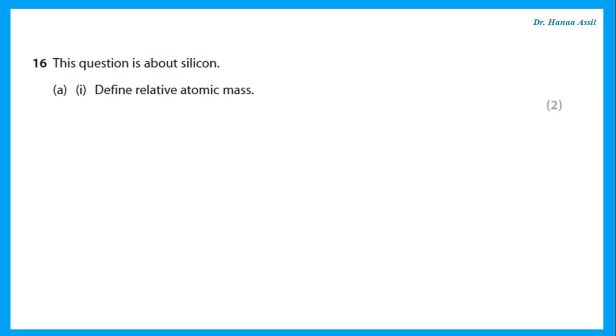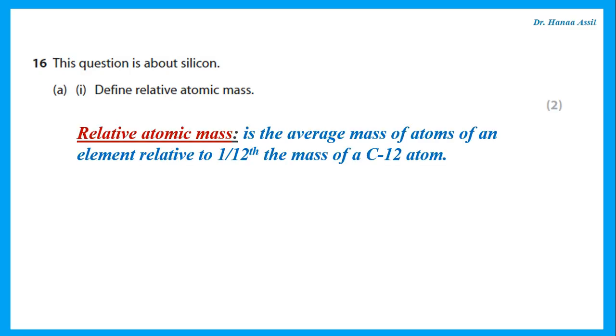This question is about silicon. First, define relative atomic mass. Please learn definitions as they are. You should know that relative atomic mass is the average mass of atoms of an element relative to 1/12 the mass of a carbon-12 atom. Remember, all masses are relative to carbon-12.